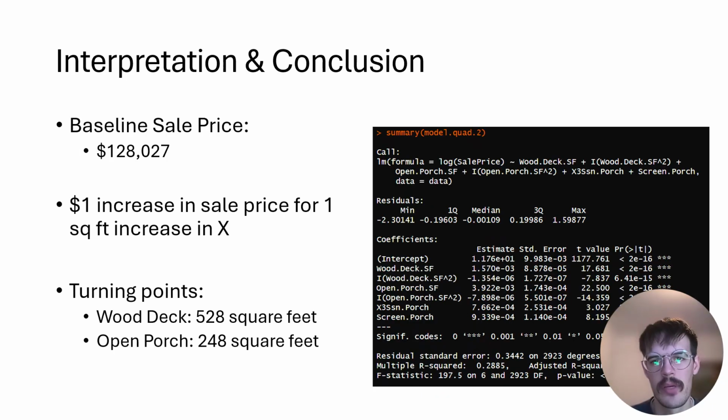Here we have the summary for our quadratic prediction model on the right. The back transformation of the coefficients equates to a baseline sale price of about $128,000.